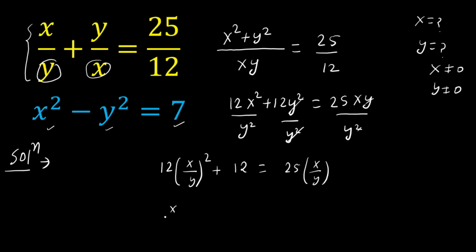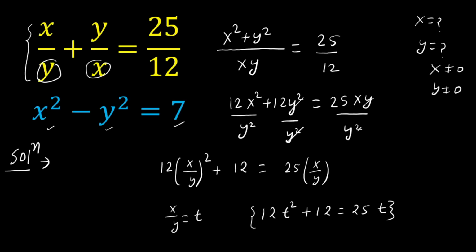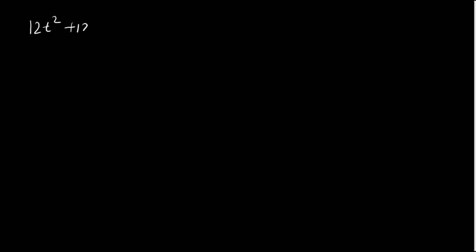If we substitute x over y equals t, then 12 times t square plus 12 is equal to 25 times t. Now this is a quadratic equation in terms of t. If we take all the expressions on the same side, then you will get 12t square minus 25t plus 12, and this is equal to 0. This is a quadratic equation. Here we will apply middle term split and then find the value of t.